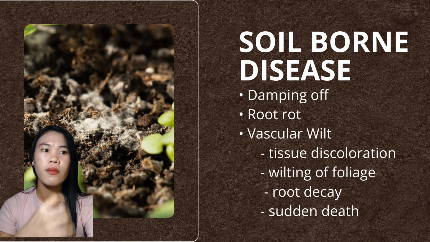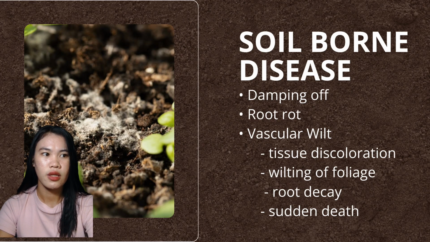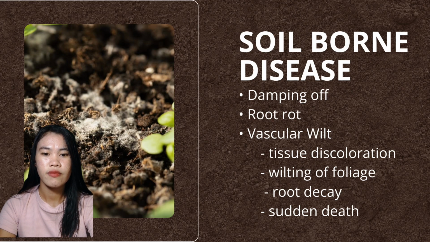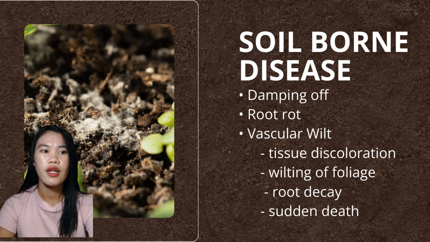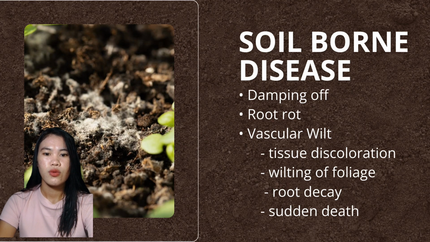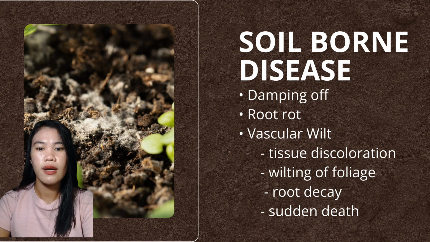So, the common soil-borne diseases include damping off, root rot, and vascular wilt. The symptoms can include tissue discoloration, wilting of foliage, root decay, and even sudden death. So, the first soil-borne disease is damping off.